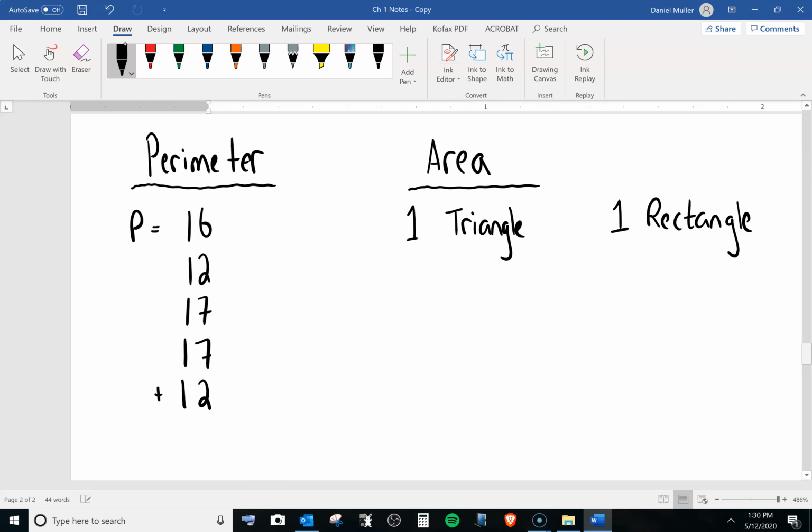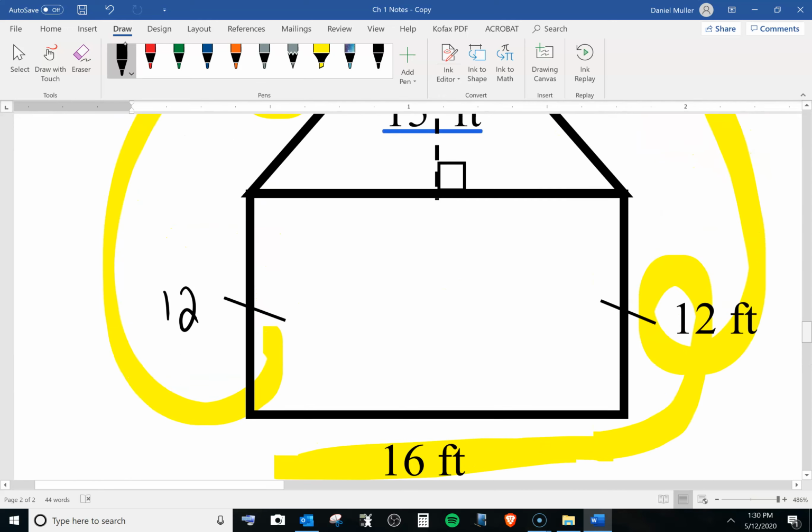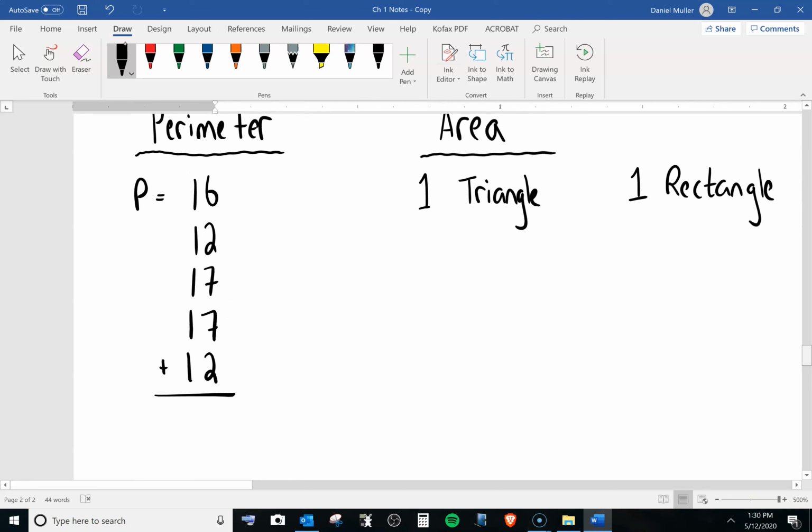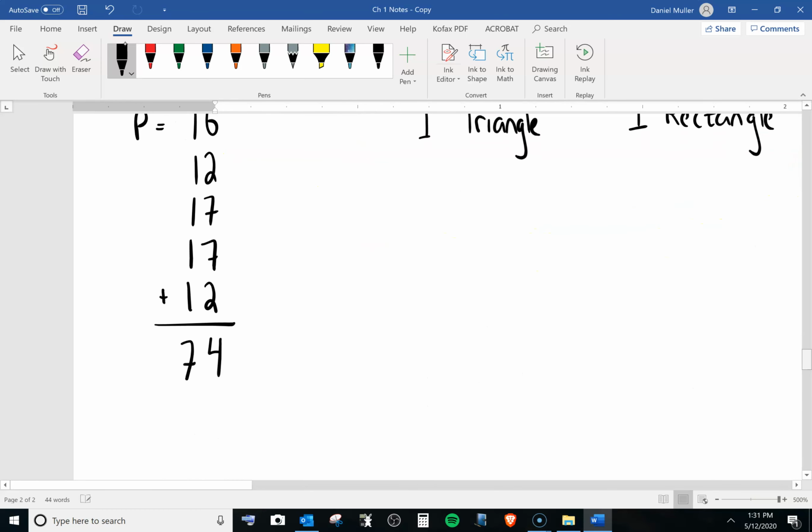I'm just going to write it vertically here so that I can add it up a little bit easier. 12, 17, 17. Okay, perfect. So 2 plus 2 is 4, plus 7 is 14, plus the 6 is 20, and 4, 24, carry the 2. 1, 2, 3, 4, 5, 6, 7. 74. And I have no idea if this is inches or centimeters. Feet. Okay, so we're going to have 74 feet. So that is our perimeter.